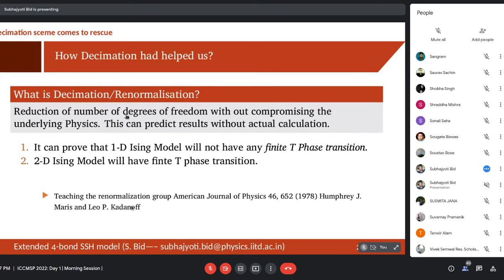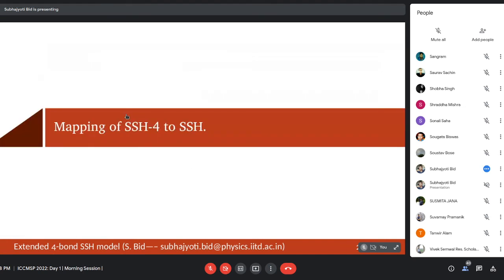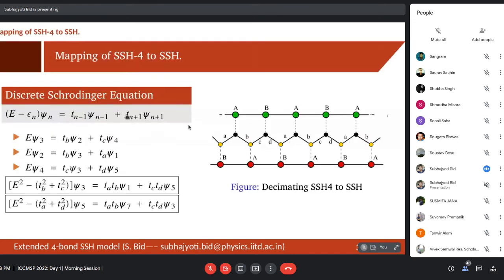It's very beautifully written, and it can prove that the 1D Ising model will not have a finite temperature phase transition, and the 2D Ising model, that is the Onsager solution, will have a finite temperature phase transition, in just a paper. The 2D Ising model requires a chapter to solve, the Onsager solution. But this person solves it in a paper without doing very much calculation, just because of renormalization. So this is the power of renormalization. Using this renormalization, I will map down this SSH4 into SSH to solve those two questions, and I will show that an SSH is hidden inside SSH4 through which the SSH4 does this topological phase transition. So how to do that?